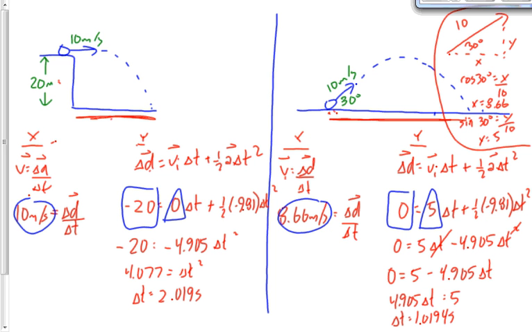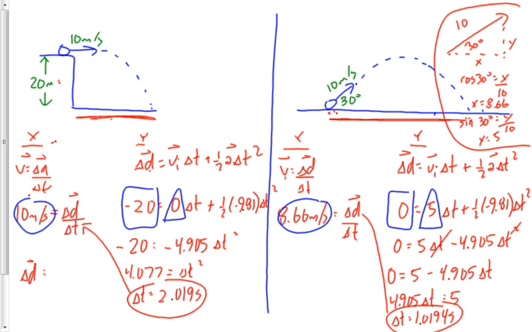Once you have that one unknown, you're probably going to end up plugging it into something else. Here, plug it into there and solve for delta D. Here, you're going to plug it into here and solve for delta D again.